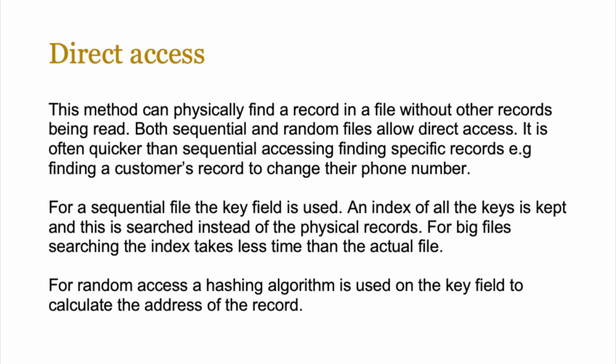Direct access can be used in both sequential and random files or direct access files. It's often quicker than sequential accessing in finding specific records. For example, finding a customer's record to change their phone number is a lot quicker using direct access. For a sequential file, the key field is normally used. An index of all the keys is kept, and this is searched instead of the physical record itself. Now, for big files, searching the index normally takes less time than searching the actual file.